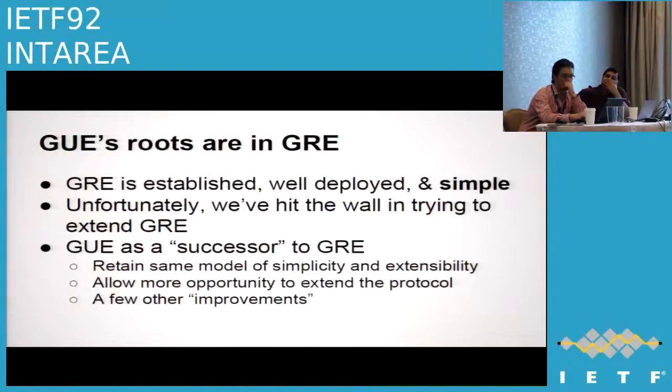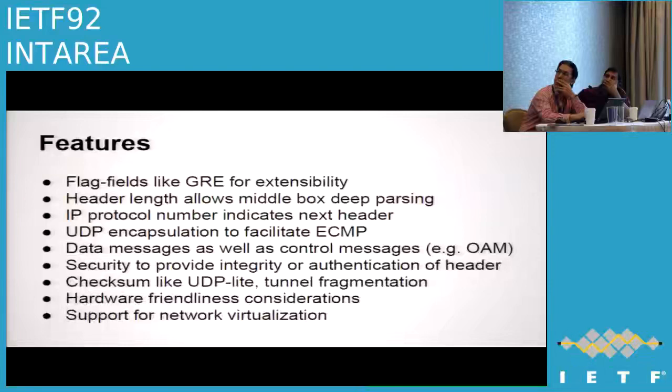Next slide. So this is a list of the features. As I mentioned, we'll use flag fields much like GRE, so if a bit's set, it refers to a field. We add a header length. This allows middle boxes to basically skip over unknown fields to do deep parsing. The next header is indicated by IP protocol instead of ether type. We found a few interesting uses for that, and also saving those 8 bits from the ether type is actually worth it in the header.